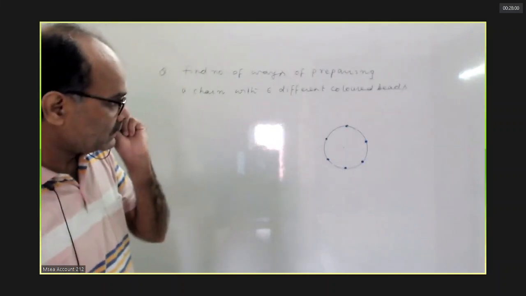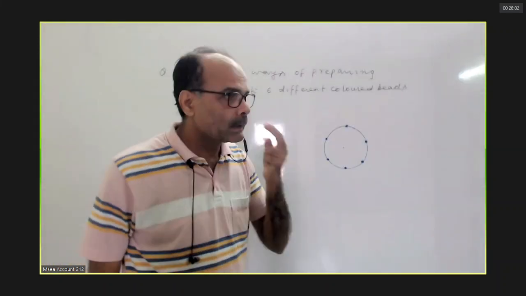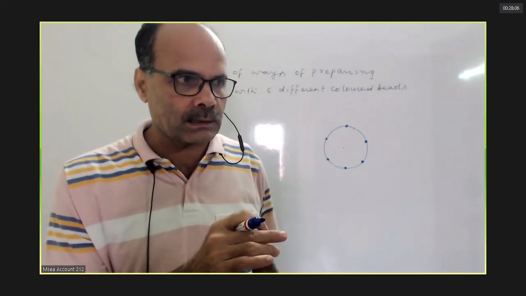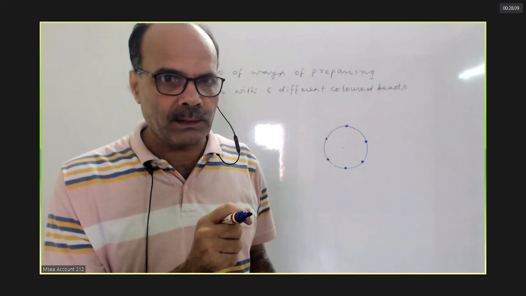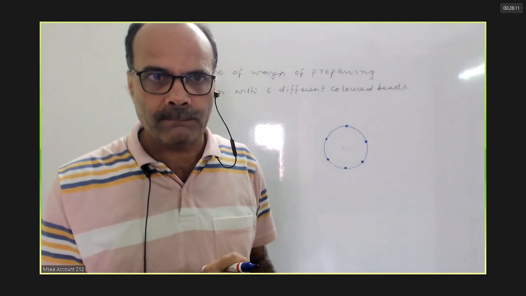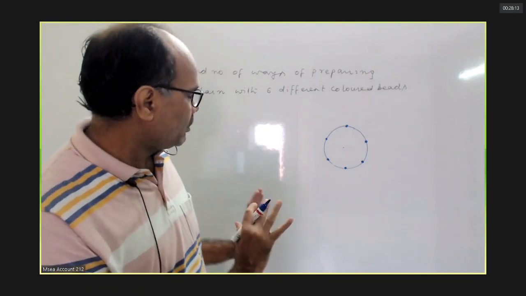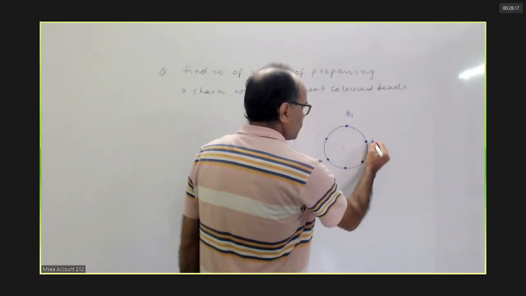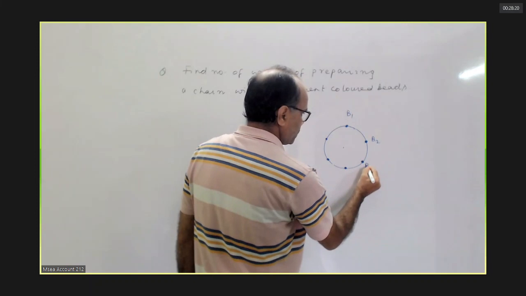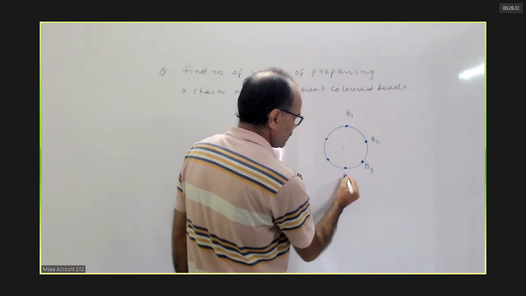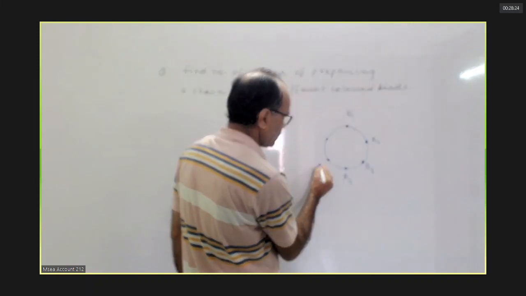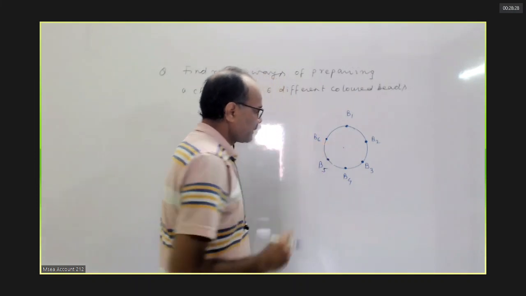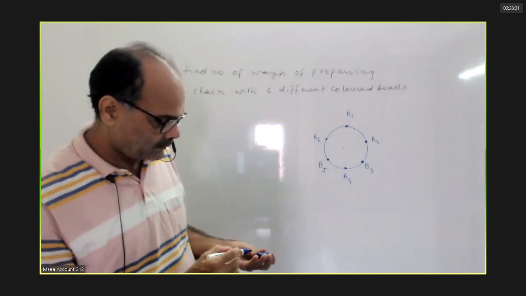Suppose these are 6 different colored beads. 6 different colored beads can be arranged around a circle in how many ways? 5 factorial ways. Now, suppose this is B1, this is B2, B3, B4, B5, B6. These are different beads.